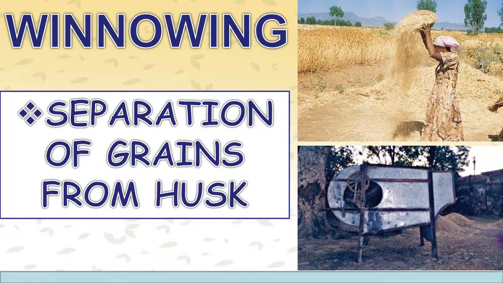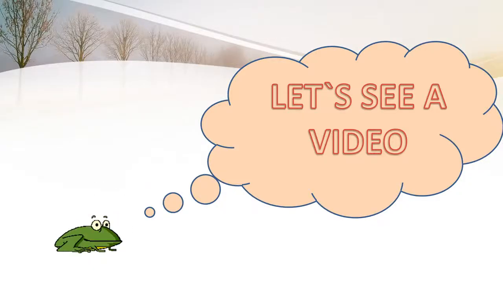The separation of grains from the husk is called winnowing. This can be done manually or with the help of winnowing machine. Now we will see a video for better understanding of this concept. After that, I will ask you an interesting question.